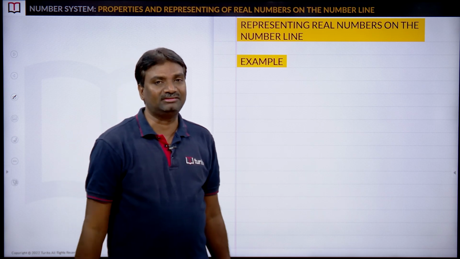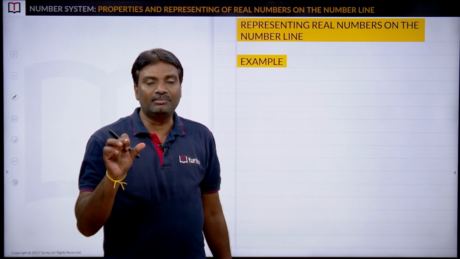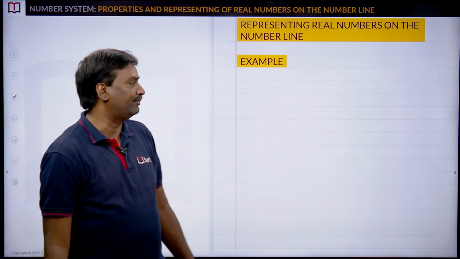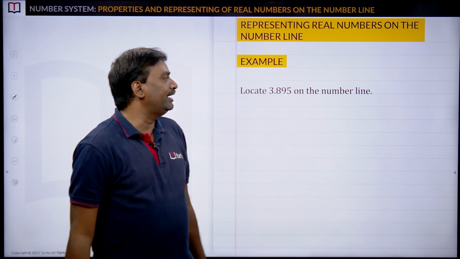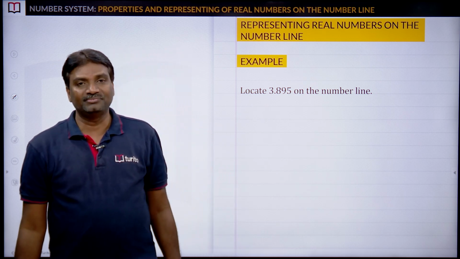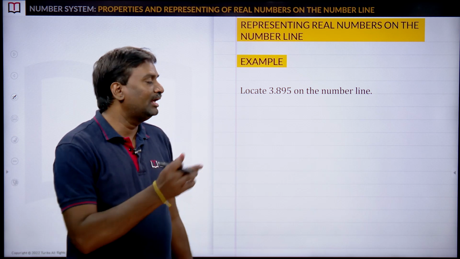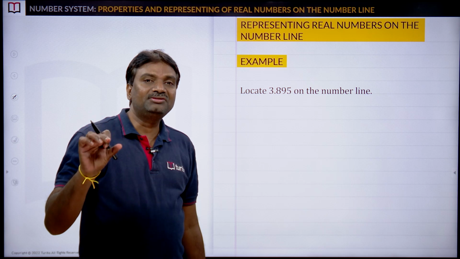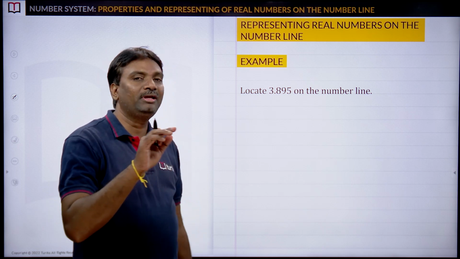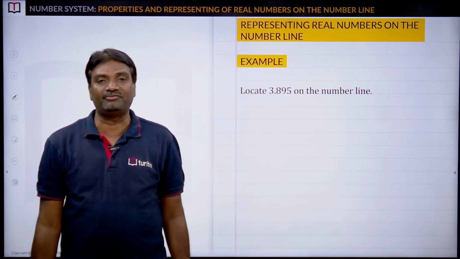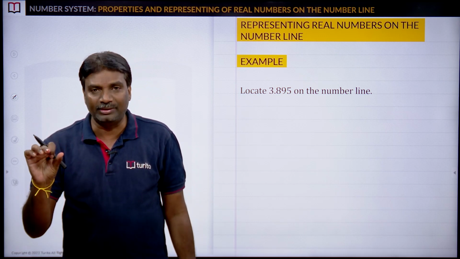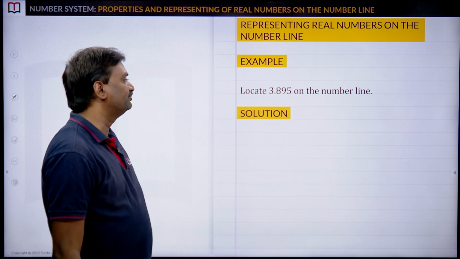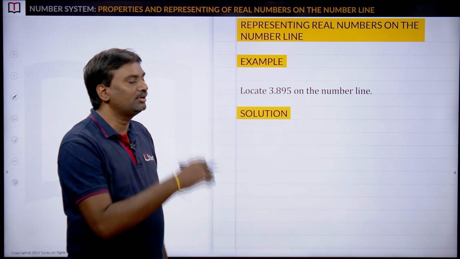Here let us take one example. I can explain this part by taking one example. Follow step by step and you can easily understand. Look at 3.895 on the number line. For your understanding I have taken the real number 3.895. It is not necessary to consider that number only; you may consider any real number you wish. So, how can we express that number on the number line? Let us take the solution.